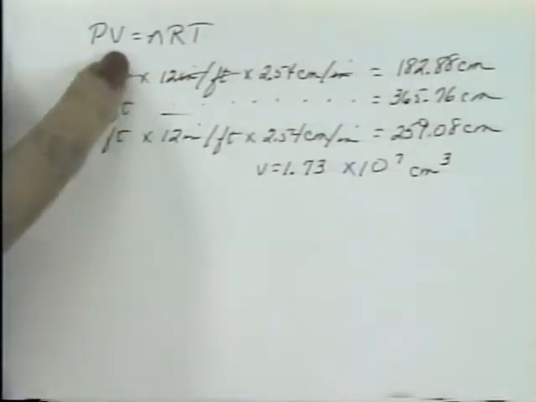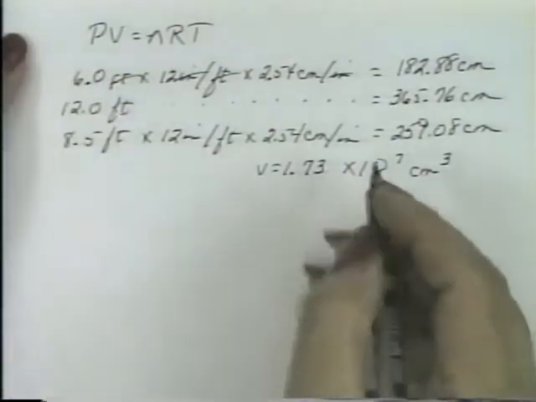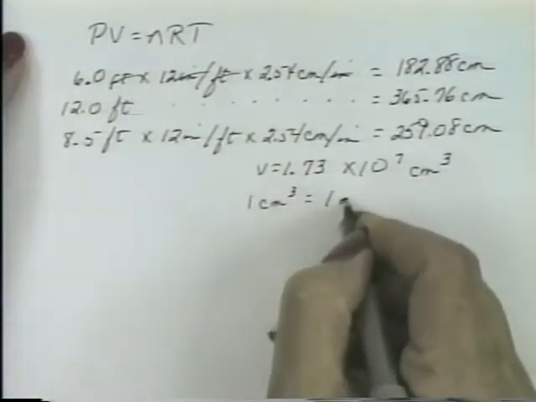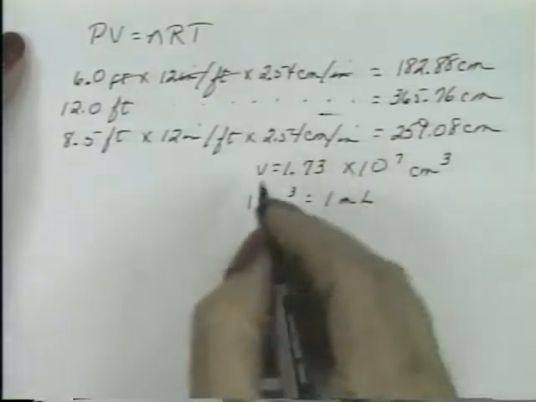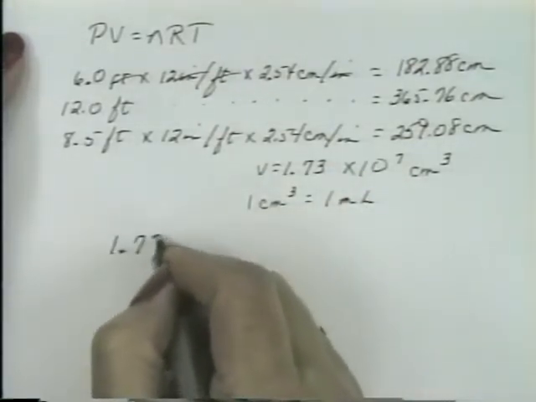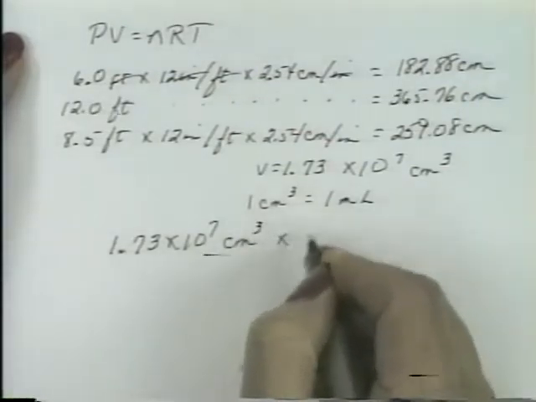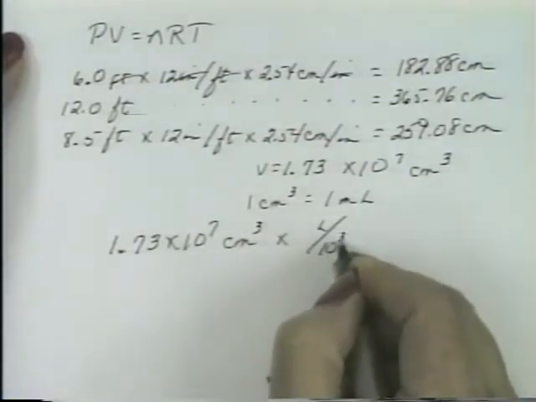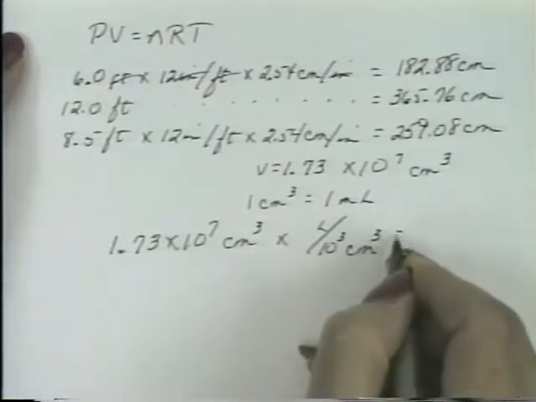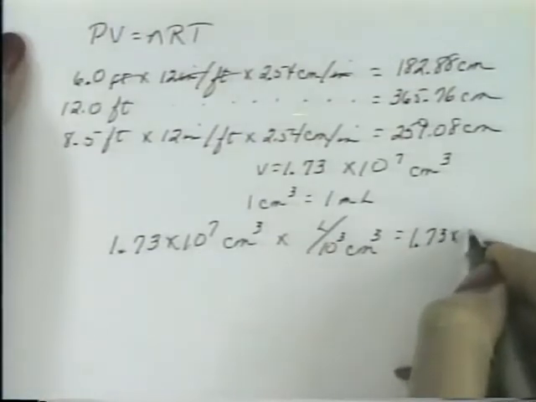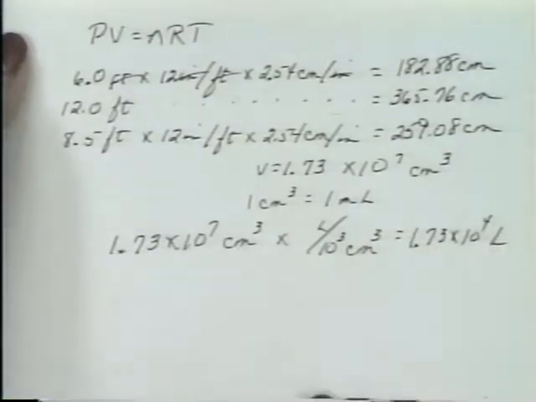Oh, but wait, volume needs to be in what? Yeah, volume needs to be in liters. Well, if we know that 1 cubic centimeter is equal to 1 milliliter, then we can take our 1.73 times 10 to the 7th cubic centimeters times a liter per 10 to the 3rd cubic centimeters, and that's going to give us 1.73 times 10 to the 4th liters. That's going to be our volume.